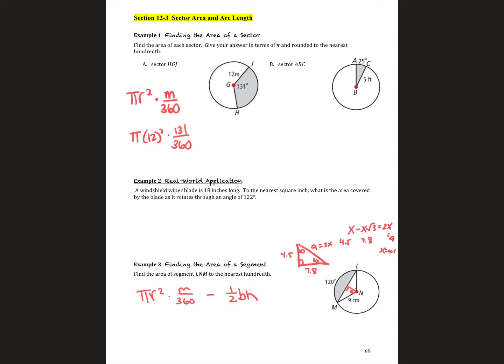And so for the area of our triangle, the whole base then would be 7.8 doubled. So 15.6. Our height was 4.5, times 1/2. For the sector, it's pi times the radius, which was 9, squared, times 120 over 360. Treat these as two separate problems, then subtract them, and you get your answer.